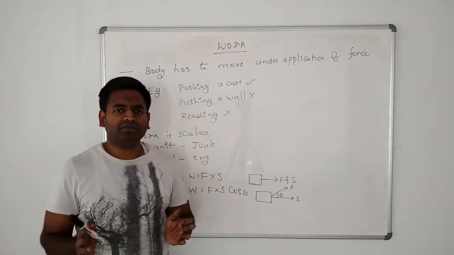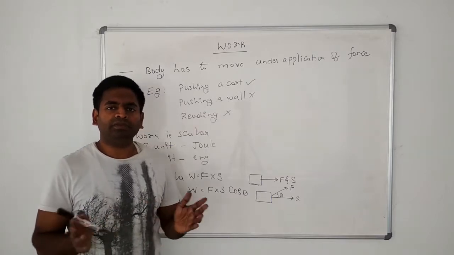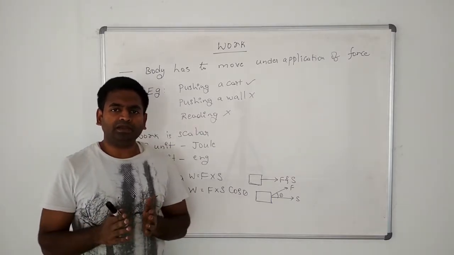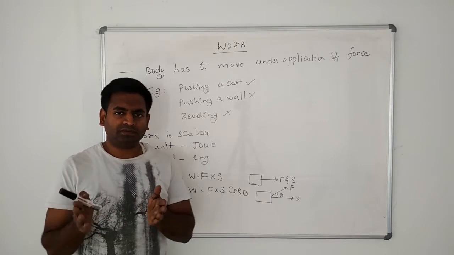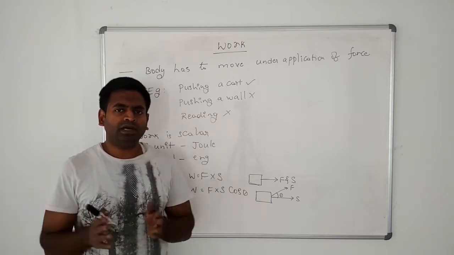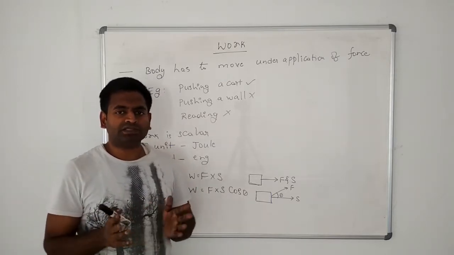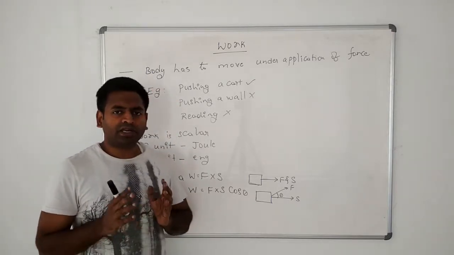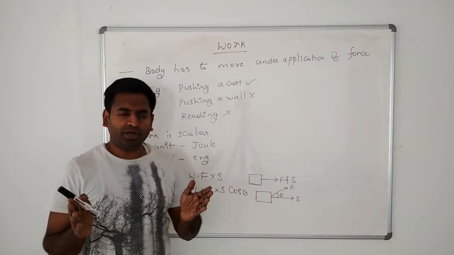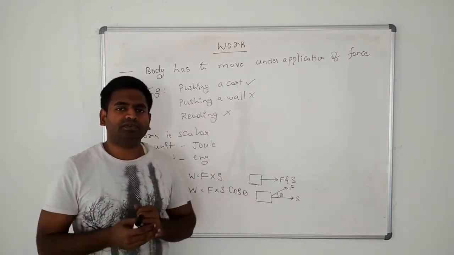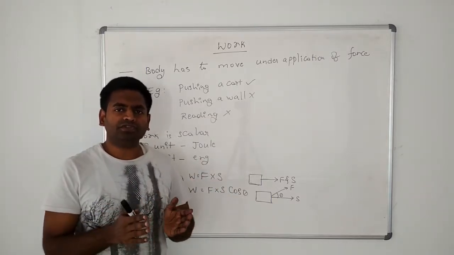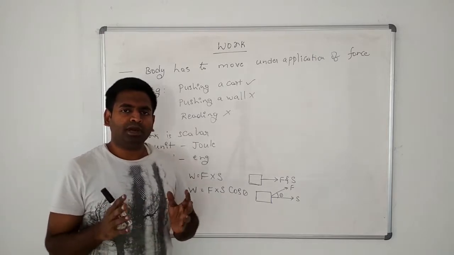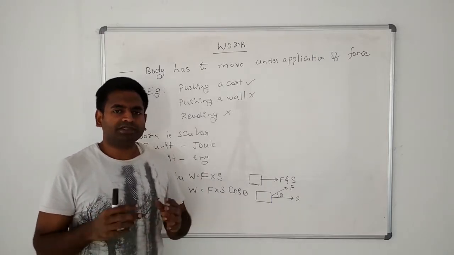So we will see the definition of work to begin with, and then we will understand what exactly physics defines as work, and then we will take some examples and understand the concept. Work is said to be done on a body by the application of a force if that force displaces the body by a distance. So let us understand here.